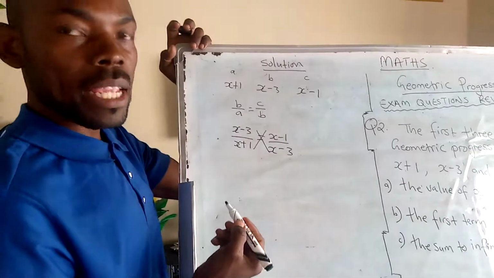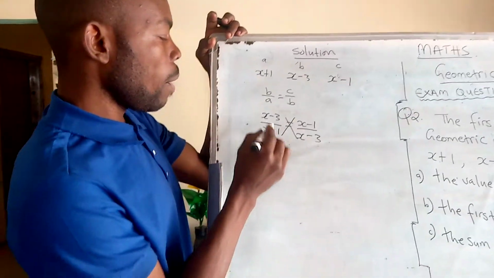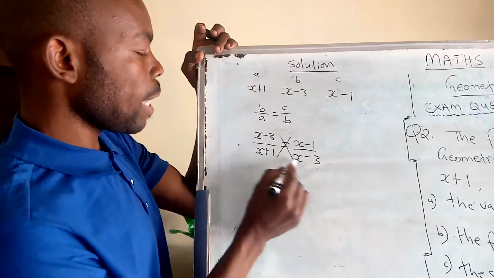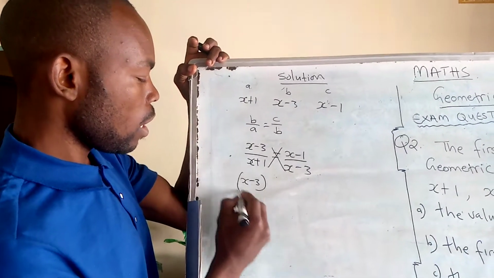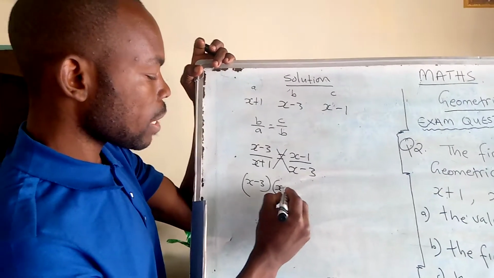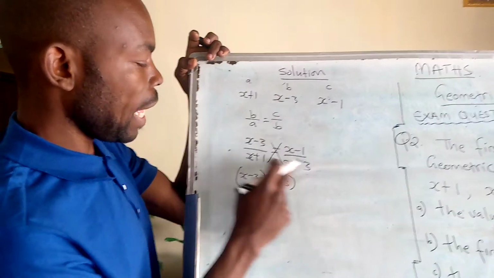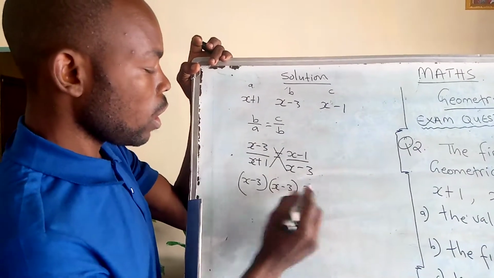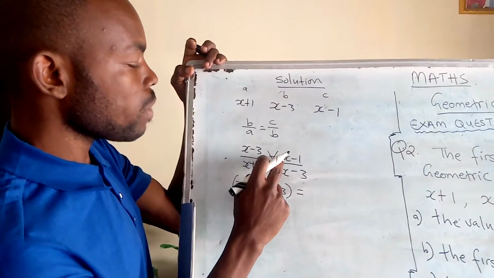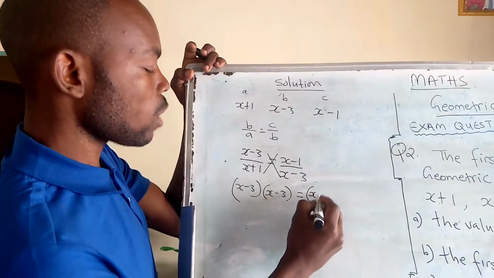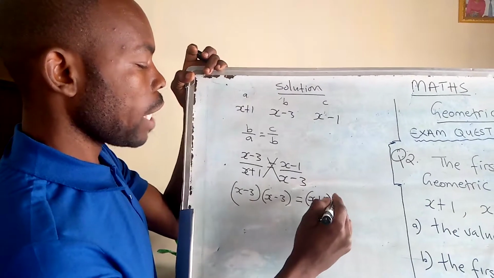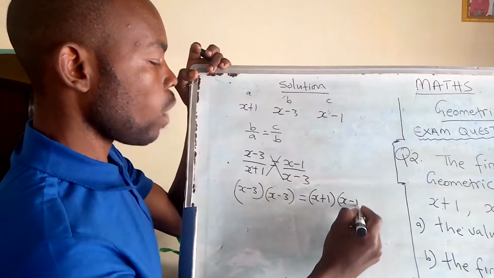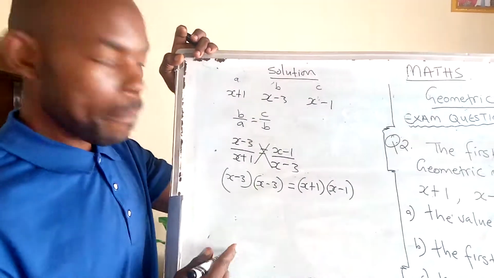When you cross multiply, what are you getting? You are multiplying x minus 3 times x minus 3. So you have x minus 3 times x minus 3, equals x plus 1 times x minus 1. You start multiplying.